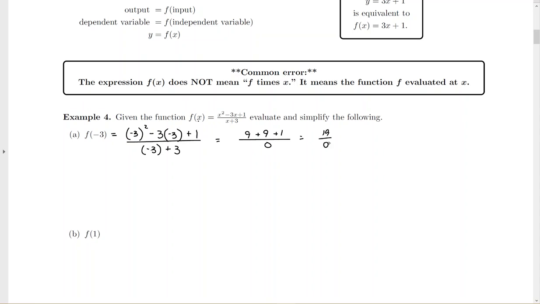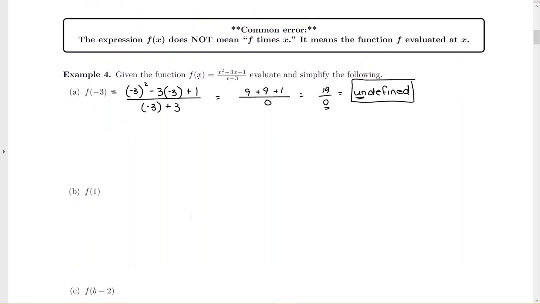19 divided by 0. But 19 divided by 0 is undefined. You cannot divide by 0. So that is your final answer. If the 0's on top, 0 divided by a number is 0. But if it's underneath, it's undefined.